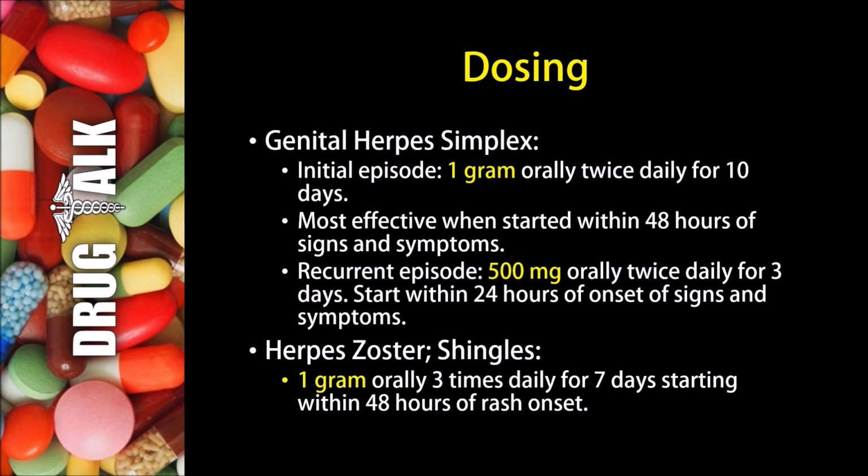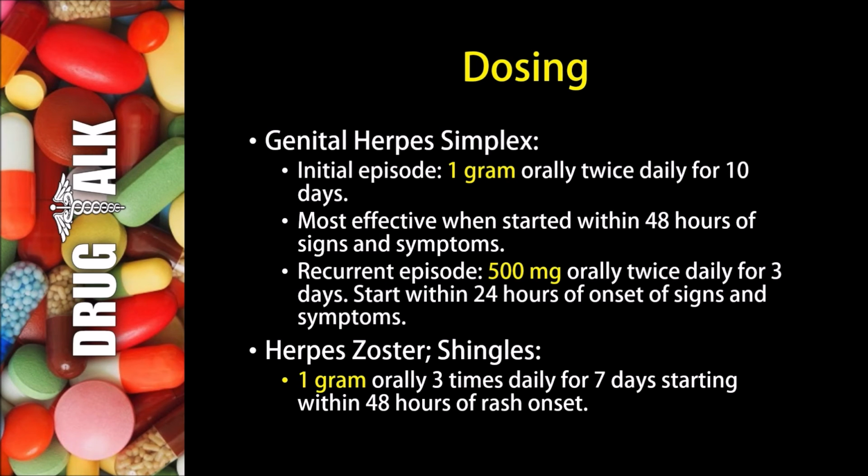Now, what about dosing with valacyclovir? So in genital herpes simplex, the initial episode would be treated with 1 gram orally twice daily for 10 days, and it's most effective when it's started within 48 hours of signs and symptoms. If it was a recurrent episode, we may see 500 milligrams orally twice daily for 3 days, and again, this time starting within 24 hours of the onset of signs and symptoms.